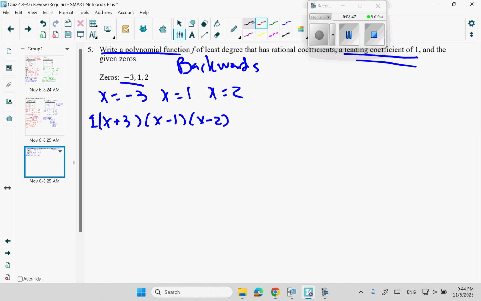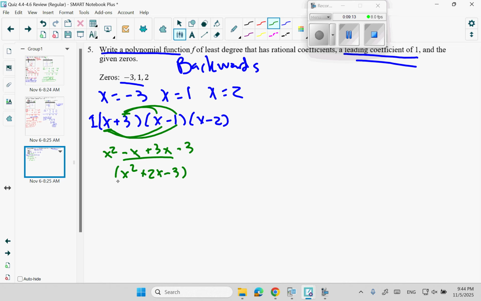But from here, I need to just FOIL and condense this a little bit. So x times x is x squared. X times negative 1, negative x. 3 times x, 3x. 3 times negative 1, negative 3. Combine like terms, x squared plus 2x minus 3.